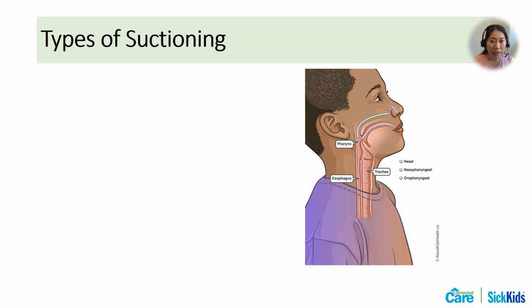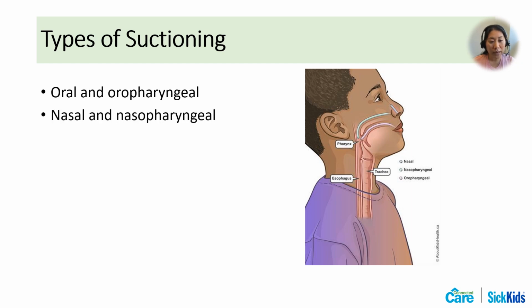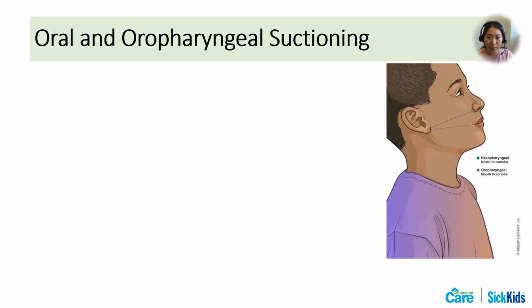We are going to review the different types of suctioning: oral and oropharyngeal, nasal and nasopharyngeal, and deep suctioning. Oral refers to suctioning just inside the mouth. Oropharyngeal suctioning involves passing a catheter through the mouth and back to the pharynx. Nasal suctioning is just inside the nostril, while nasopharyngeal suctioning goes through the nose and back to the pharynx. Deep suctioning refers to passing a catheter beyond the pharynx, down deeper into the trachea below the vocal cords.